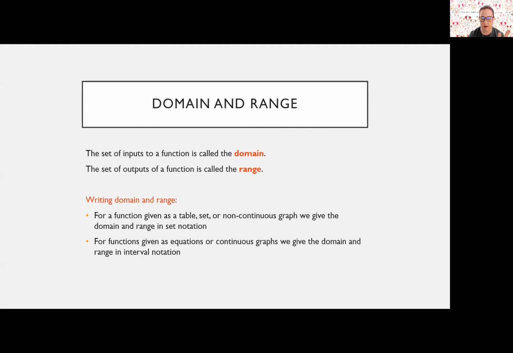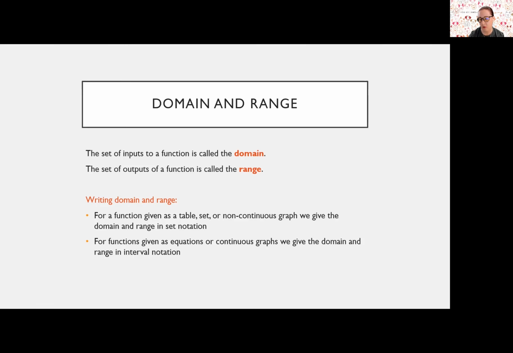So like I said, I mentioned domain and range very briefly at the very beginning. The set of inputs to a function is what we call the domain. And then the set of outputs of the function is called the range. So this is used very commonly, domain and range. You'll hear that a lot with functions.